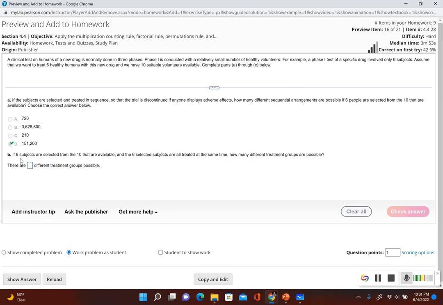And now for part B, it says if subjects are selected from the 10 that are available and the 6 selected subjects are all treated at the same time, how many different treatment groups are possible? So now since the 6 selected are all treated at the same time, now order doesn't matter. It doesn't matter which order you selected those subjects. So now this is a combinations rule.